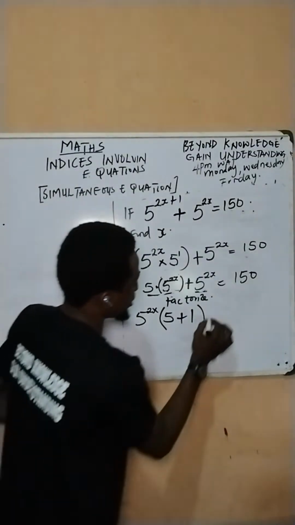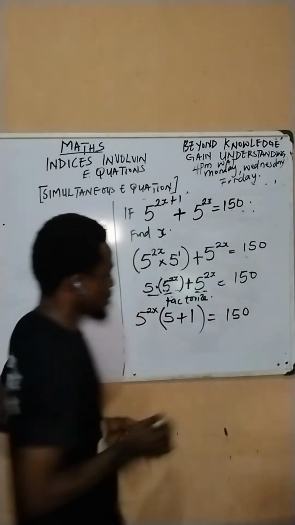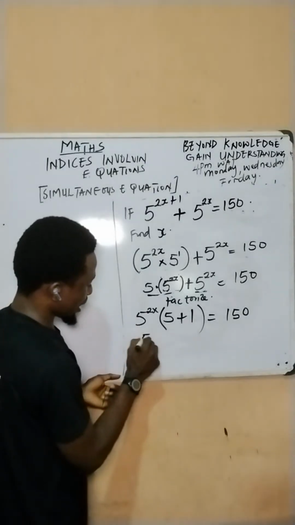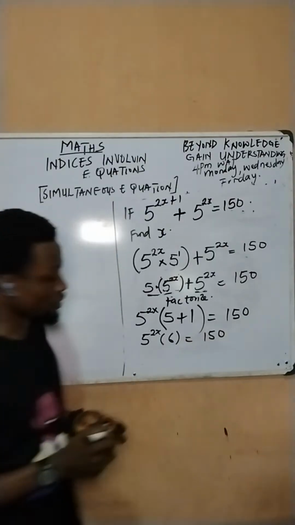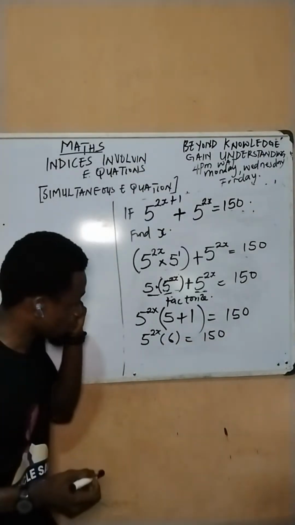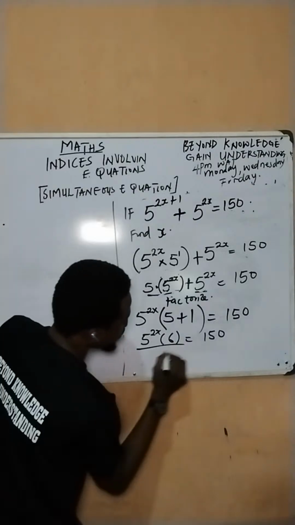So once we've done that, we have that this is equal to what? 150. So this can also be arranged as 5 raised to the power of 2x times 6 equals 150. Now that we have done this, what can we do here? Well, I can choose to divide both sides by 6.